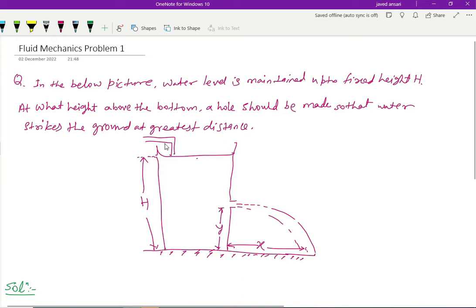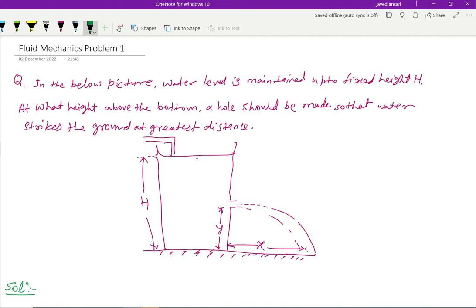Right, so you can see the picture. This is a container, a big container, and continuously water is being pumped in so that whatever water is coming out of this hole is balanced, and the water level is maintained at height h. So the question is, at what height y should the hole be made from the bottom so that the water coming out of this hole reaches the maximum distance? So x should be maximum. Okay, the problem is simple. Understood?